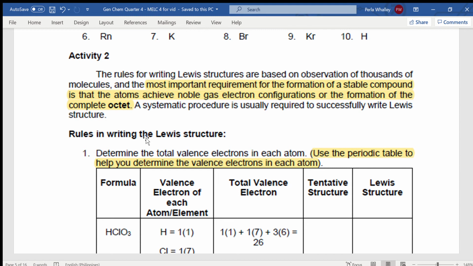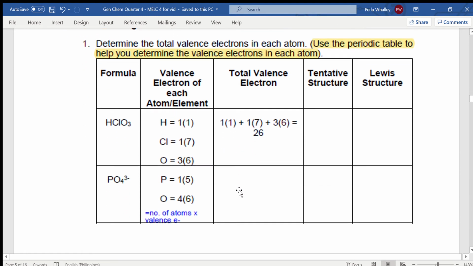A systematic procedure is usually required to successfully write a Lewis structure. So we have rules in writing the Lewis structure. Number 1. Determine the total valence electrons in each atom. Use the periodic table to help you determine the valence electrons in each atom. So the first one here is chloric acid. It consists of hydrogen, chlorine, and oxygen.